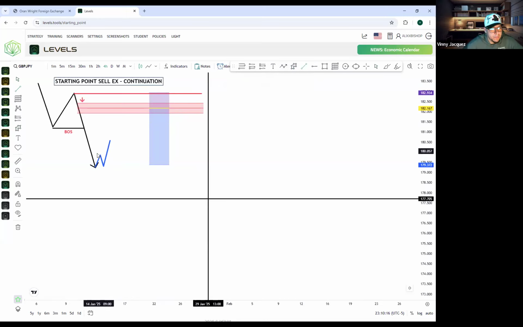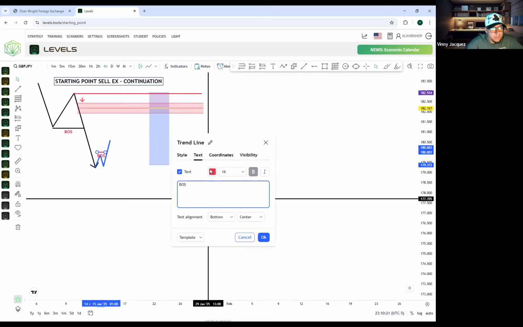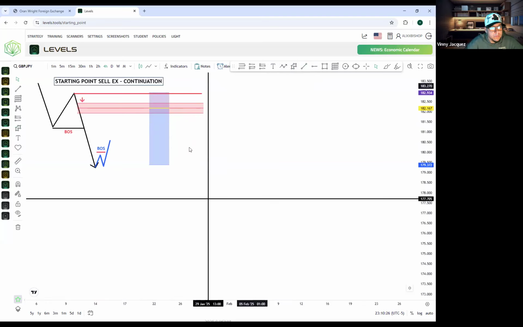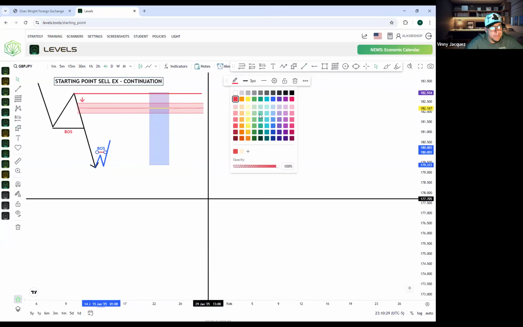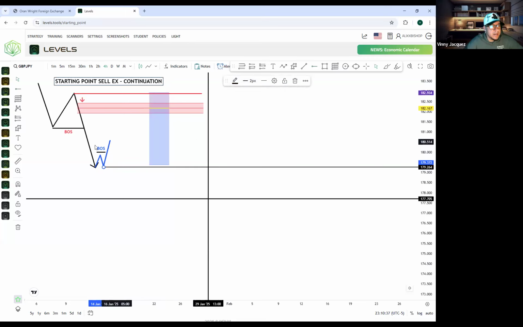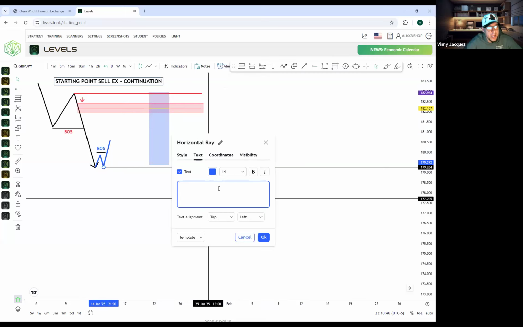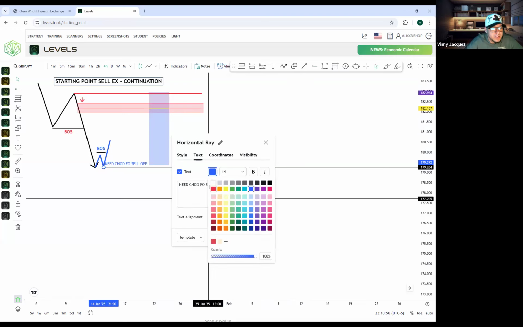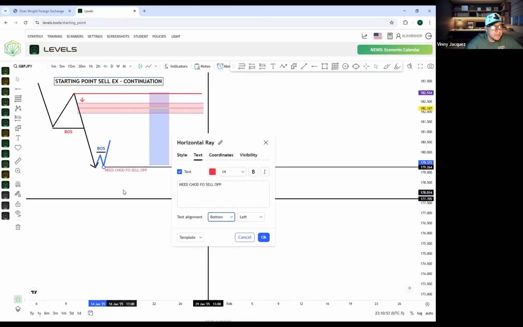So let's go ahead. Super important, guys. Right now, I also need to have a change of character line. That's also very, very important. Guys, just by marking up your charts like this, it's going to help you feel a lot more confident in this market. Need change of direction for sell opportunities. And I'm labeling this red because I need a bearish change of direction.